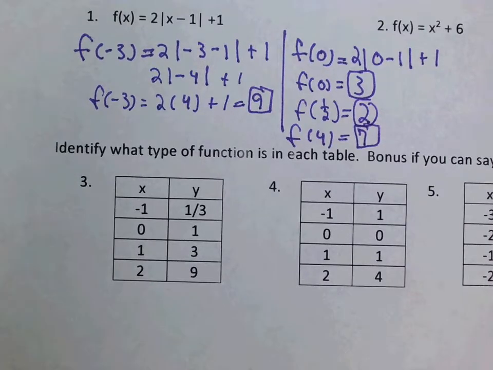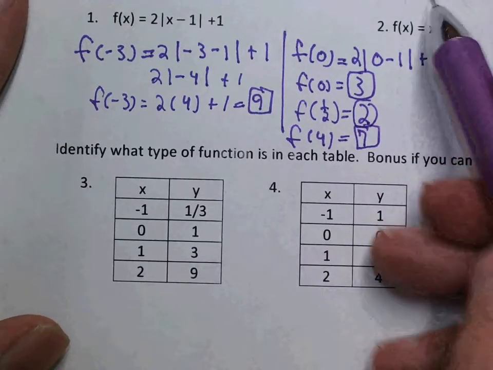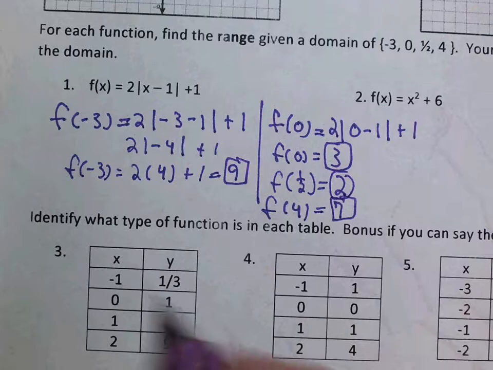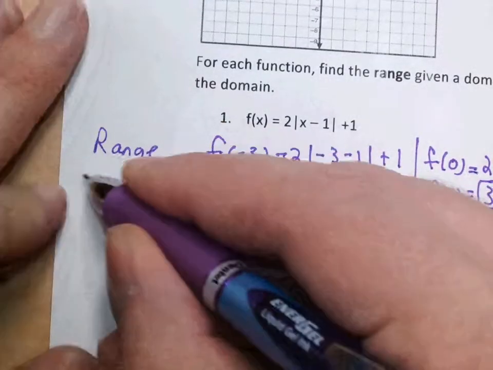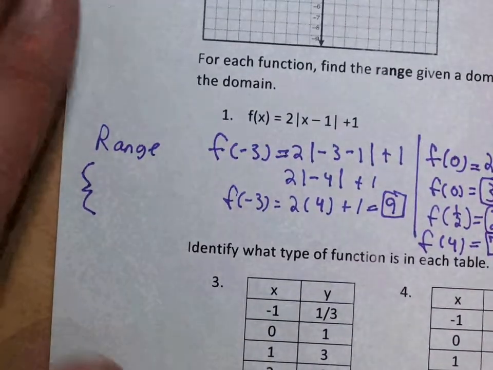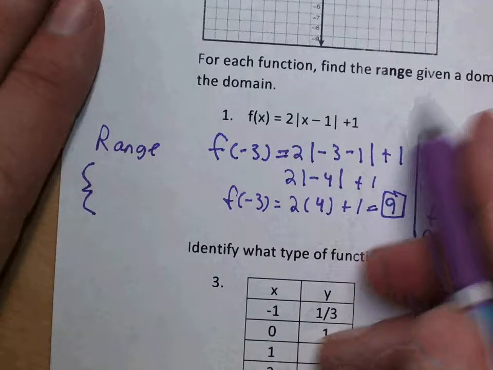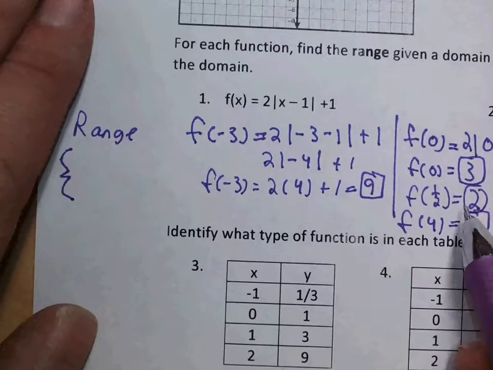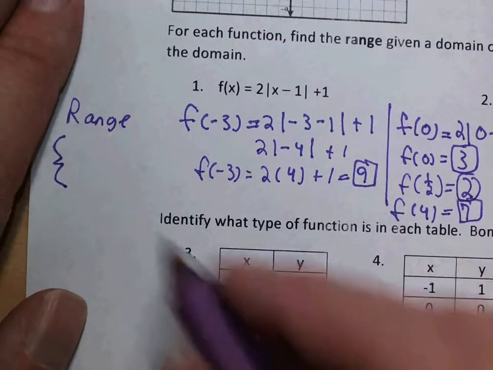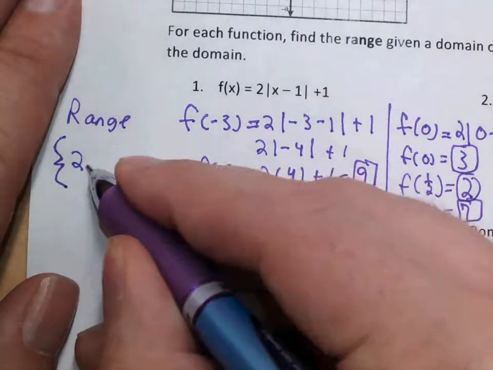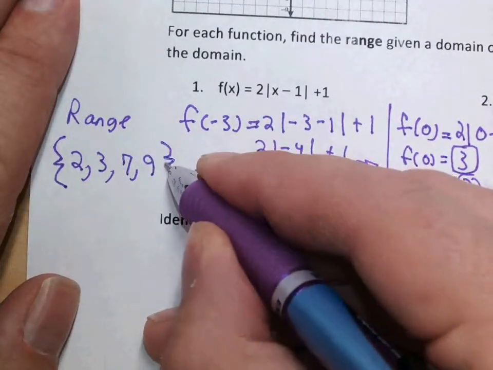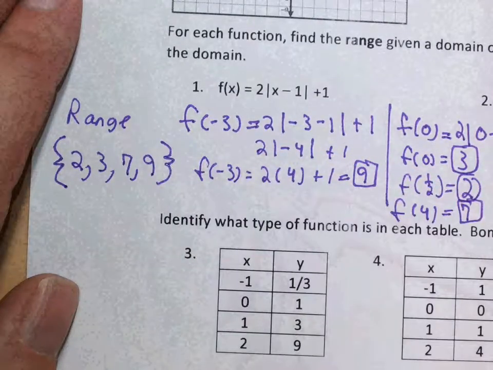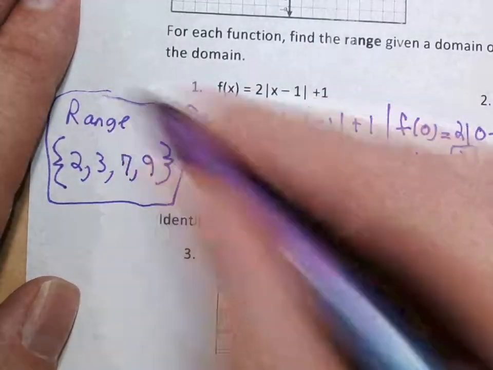The range is all the possible output values for this given set of input values. The range I need to write, and I'm going to label it right here. The range is a discrete range, and so I'm going to use braces, just like it was in the domain. And I order them from smallest to biggest. So 2 is the smallest output value, then 3, then 7, and then 9. Close the braces at the end. This is my final answer. Okay.